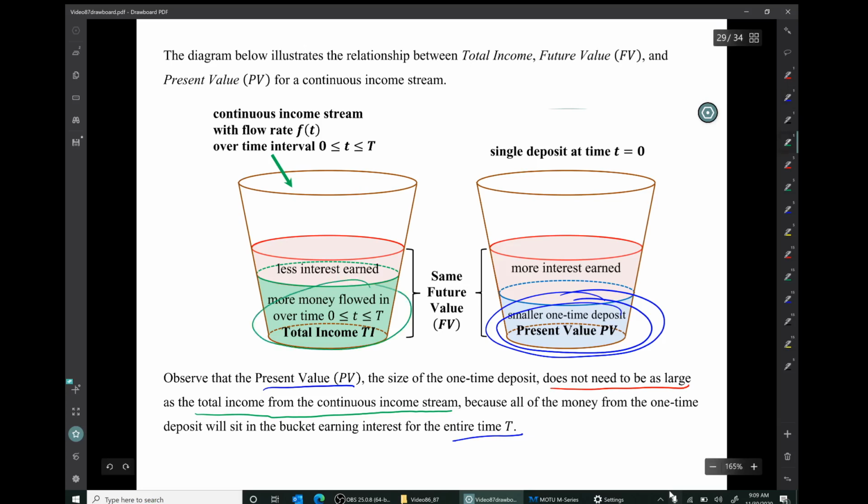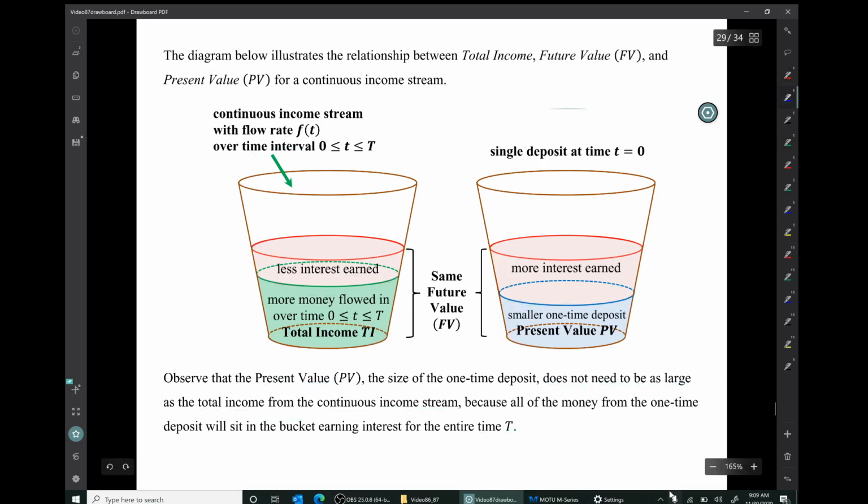Whereas this green money that flowed in from that flow, a lot of that money arrives later in the time interval, or even very late in the time interval, right before time capital T. And so that later arriving money doesn't earn as much interest, doesn't sit in the bucket for as long. So you'll have to flow more money into the bucket because you're going to have less interest earned, because not all the money sits in the bucket for very long. So we expect that this present value, whatever the value is, is going to be less than the total income, whatever it is.